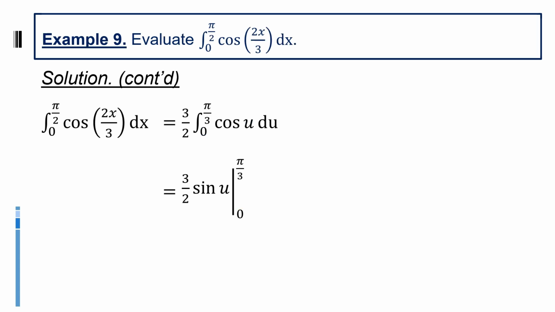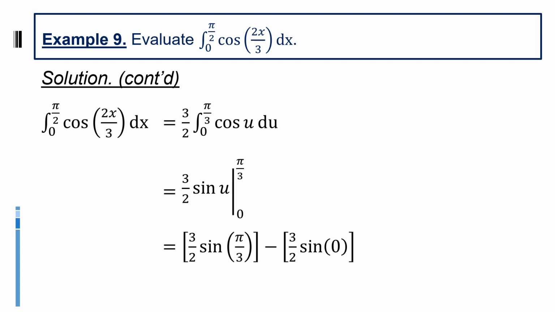The integral of cosine u is equal to sine u. So, we have 3 halves times sine u evaluated from 0 to pi over 3. Evaluating now, we have 3 over 2 sine of pi over 3 minus 3 over 2 sine of 0. You can verify in your calculator that that is 3 square root of 3 over 4. Note that sa pag-enter sa calculator, dapat naka-rad kayo, yung radians.